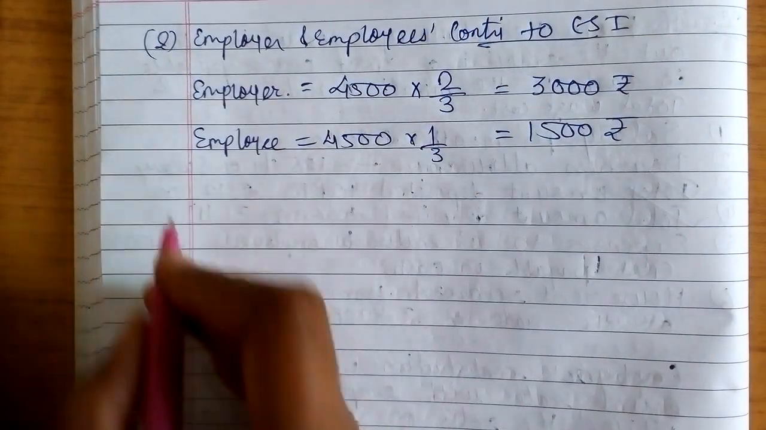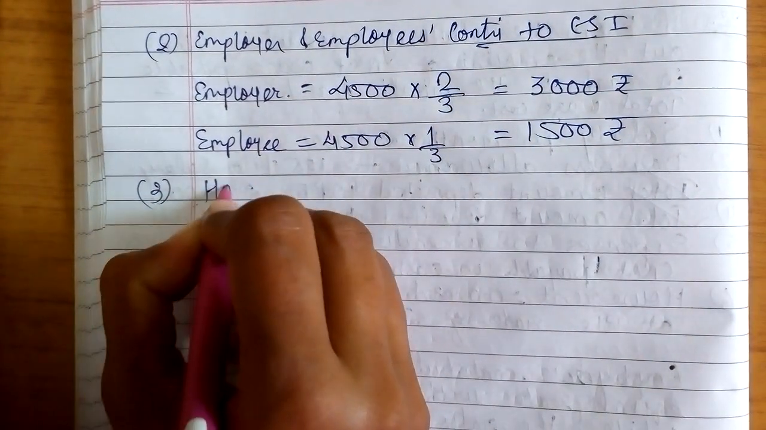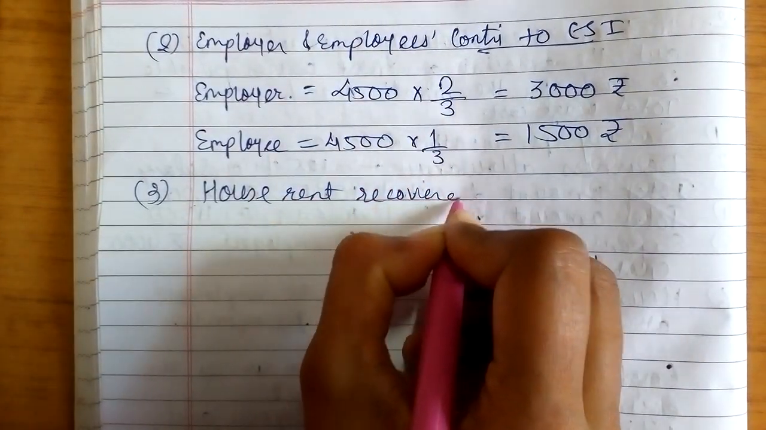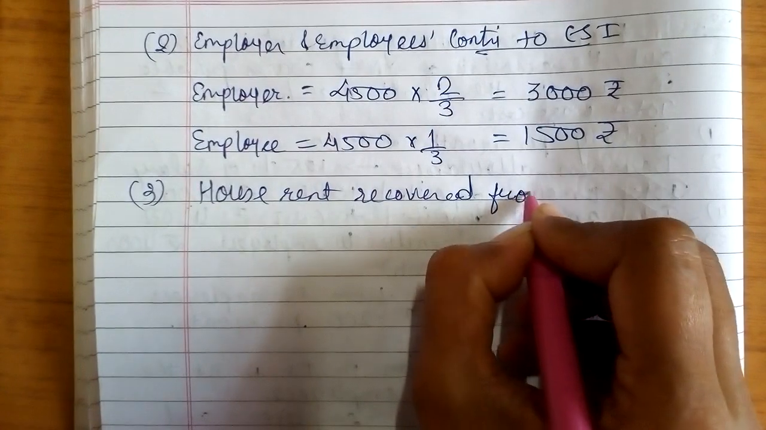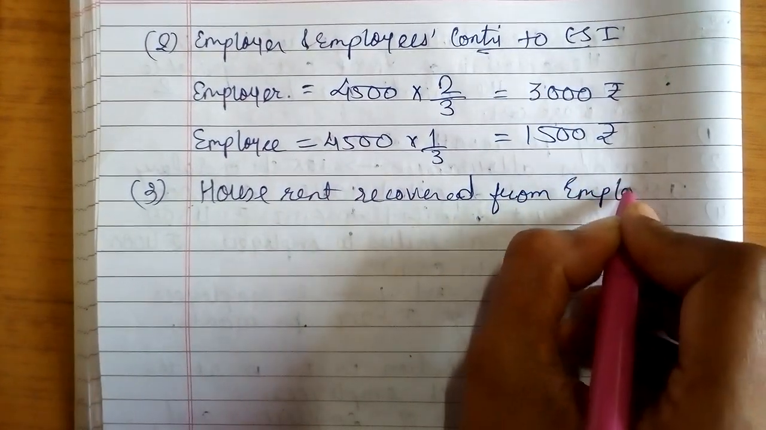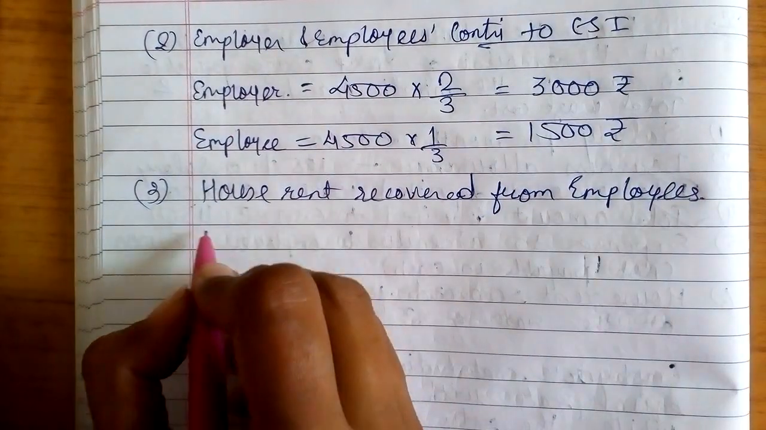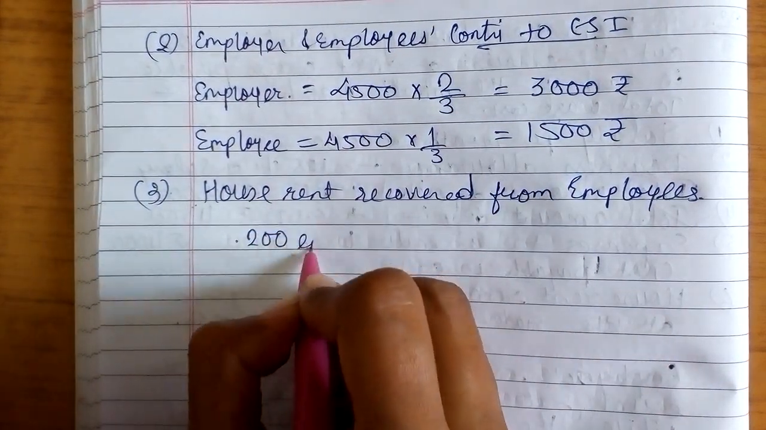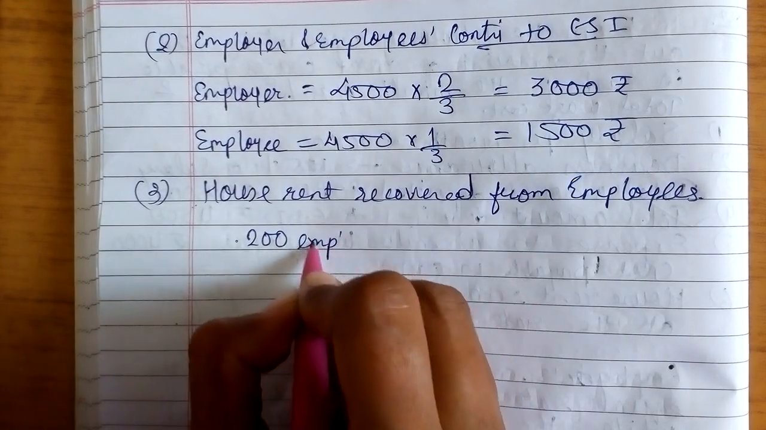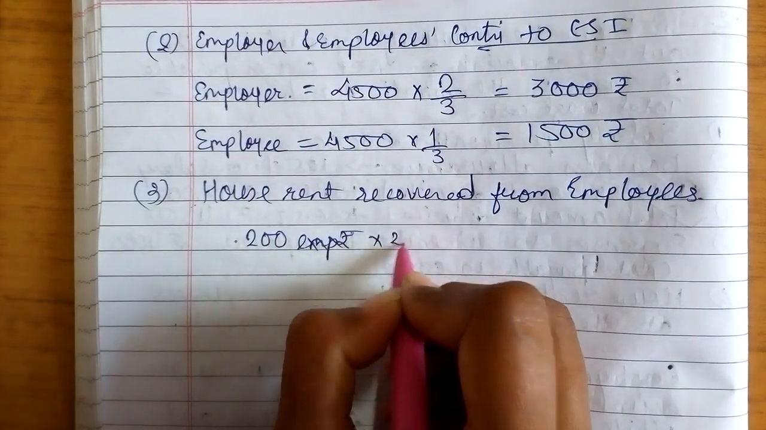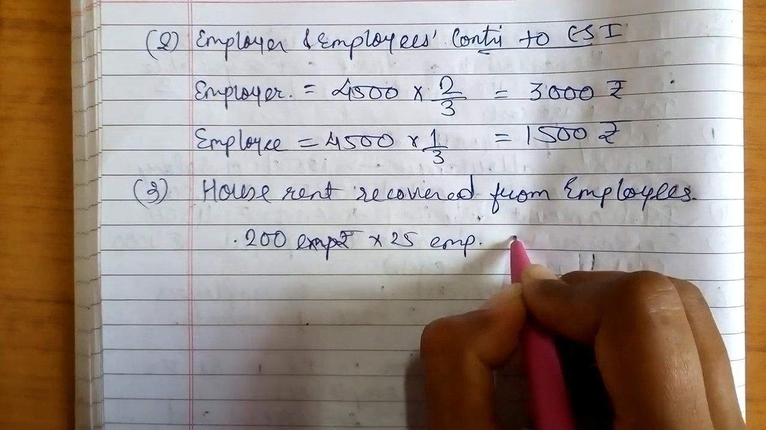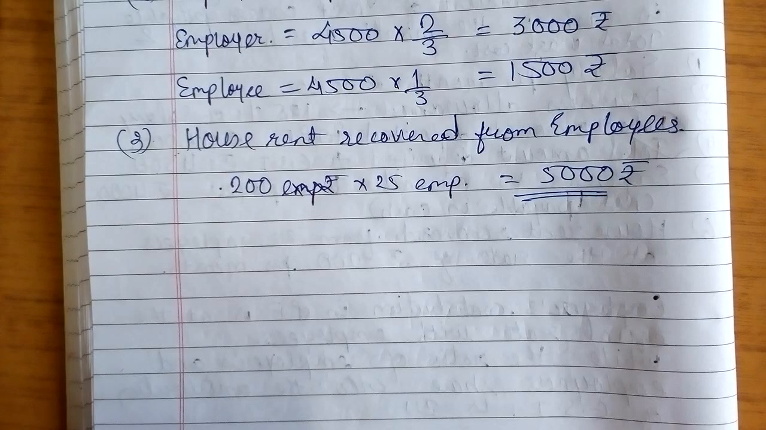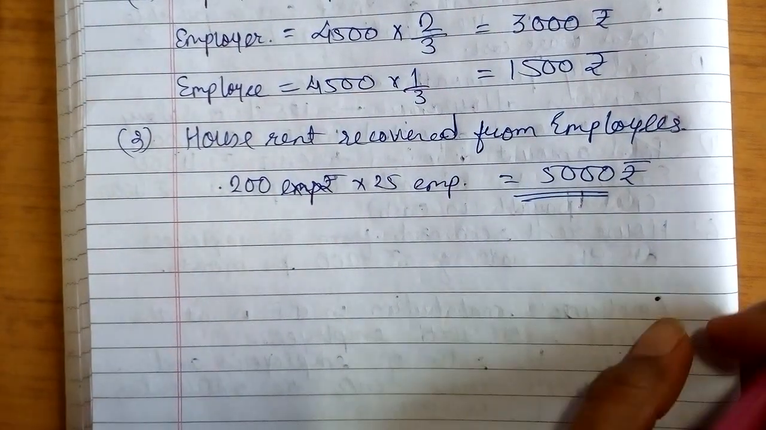Done. Third working note, house rent recovered from employees, right? So there are 25 employees at 200 rupees each. So the amount is 5,000 rupees, right? These all represent the working notes.